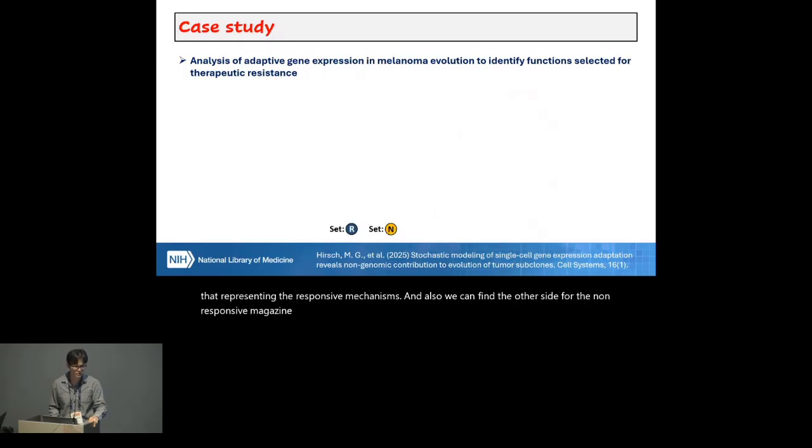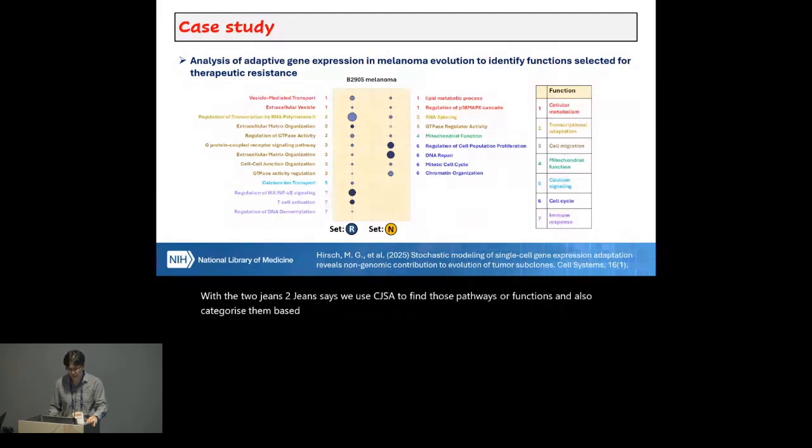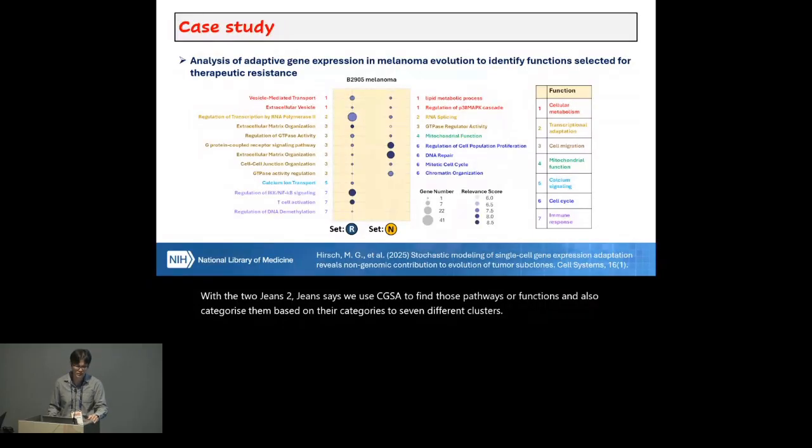With the two gene sets, we use CGSA to find those pathways or functions and also categorize them based on their categories into 7 different clusters. And the size of the nodes represents the number of genes involved in the functions. And also the color of the relevance score represents the importance. And we can see that some of the pathways or functions are highly representative of the gene sets.